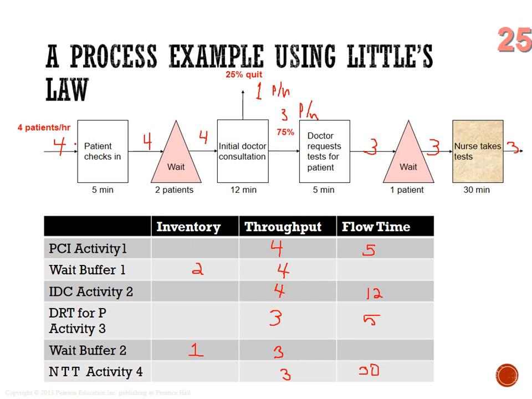But what's my problem here? This is patients per hour. And this is in minutes, right? So what I would need to do is divide each of these by 60 in order to convert that throughput to minutes.